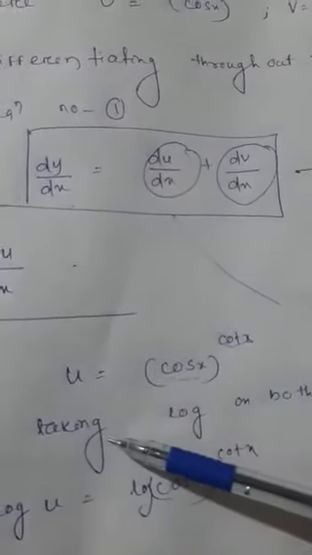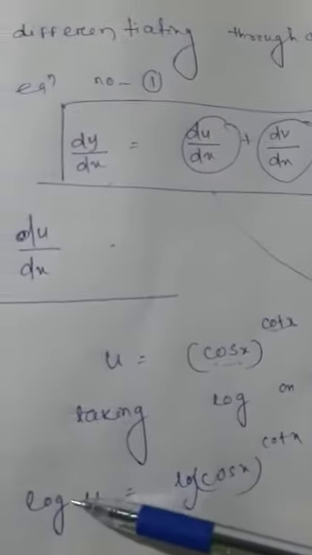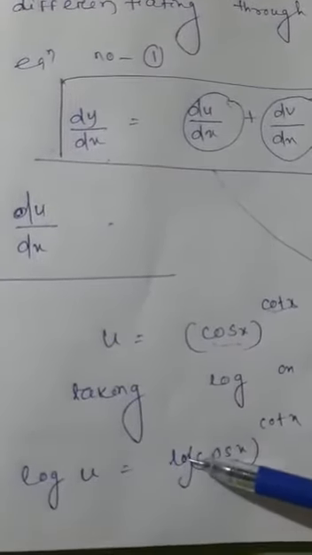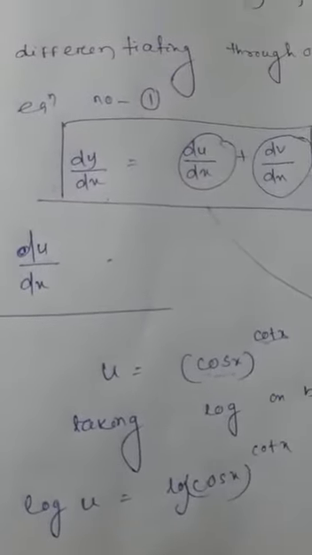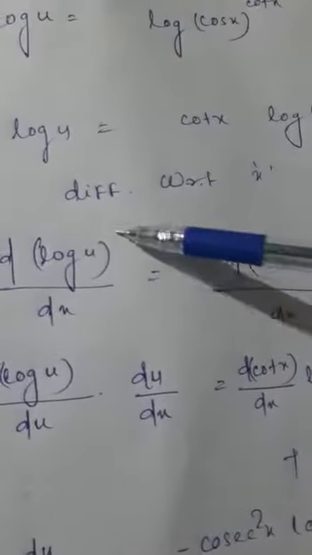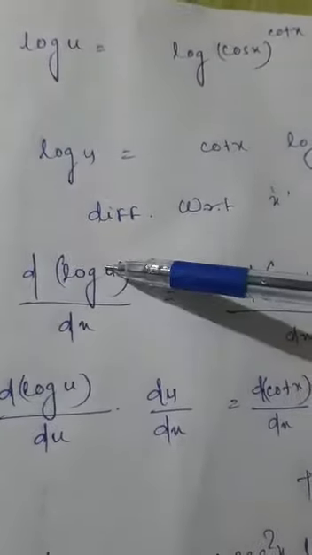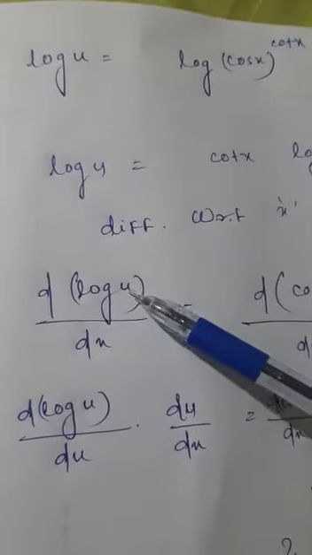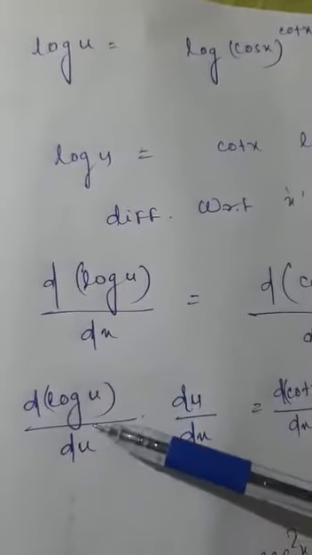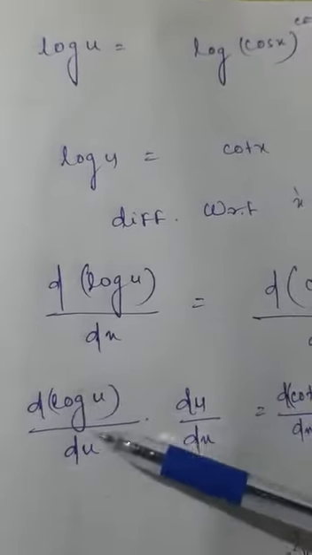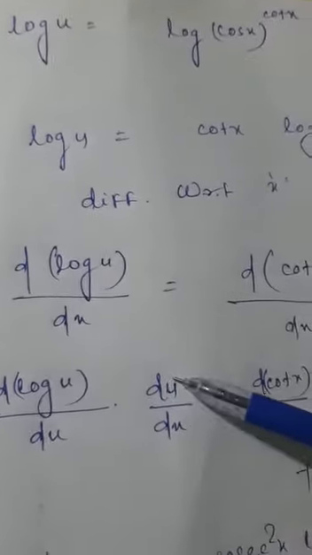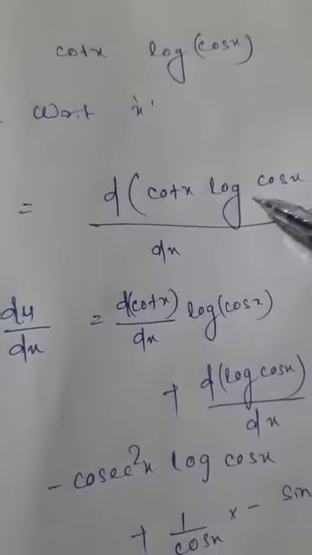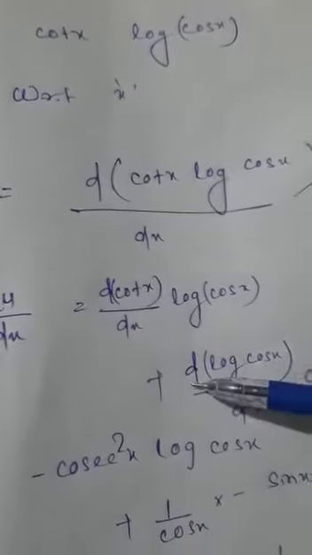So the logic is to take log on both sides. Taking log on both sides, log u equals log of (cos x) power cot x. Now log m to the power n is n log m, so it is cot x log cos x. Differentiating with respect to x, the derivative of log u with respect to x and of cot x log cos x. Now how to find it? We cannot differentiate u with respect to x directly, so what will we do? We will multiply and divide with du. Derivative of log u with respect to u times du by dx. Then for u into v, derivative of u into v plus derivative of v into u.